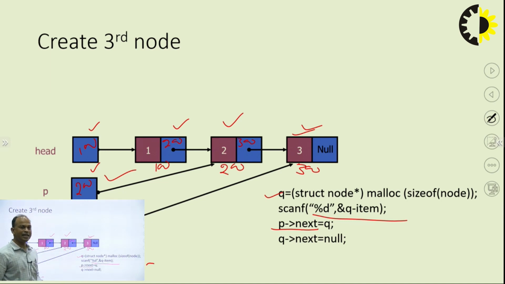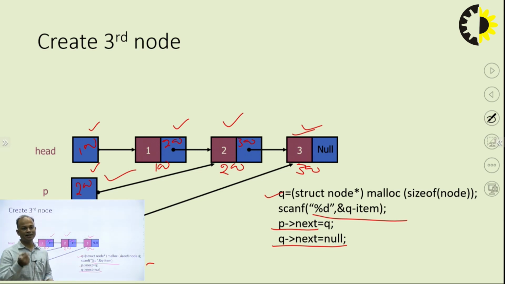After linking, since we have only the third node, the next part of the third node should be null. So we are passing null for the next field of the third node. We are writing Q arrow next equals to null. In this way we have created a total of 3 nodes.